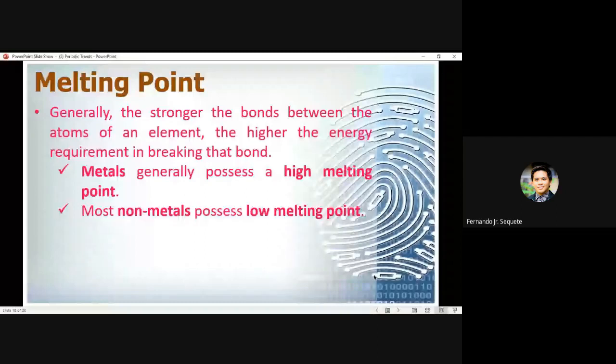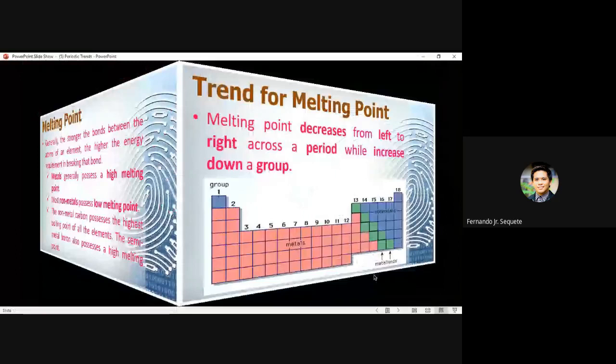Kaya, kung titingnan natin ang pattern ng melting point, the same siya ng pattern ng ating metallicity. Again, ang the same na pattern ng ating melting point is your metallicity.